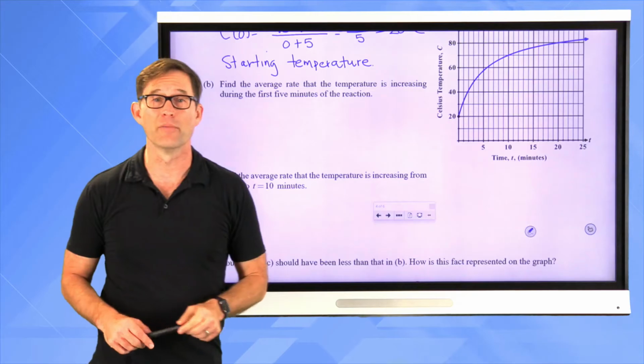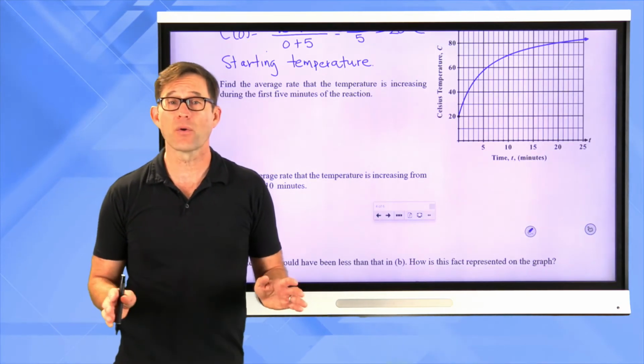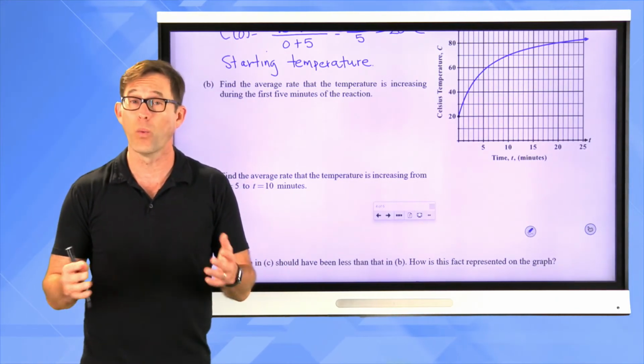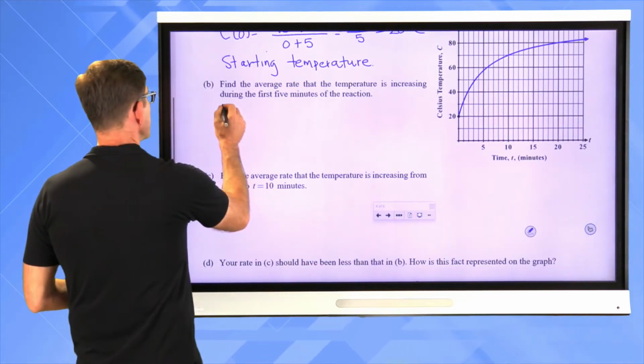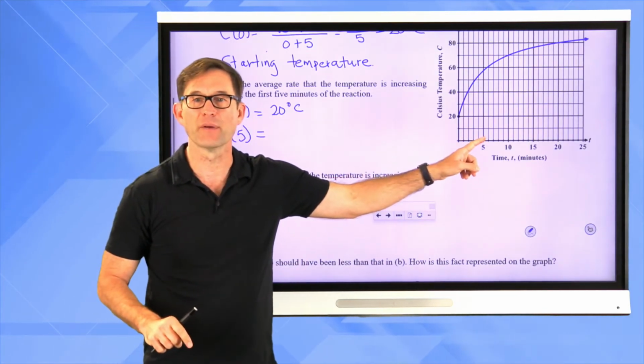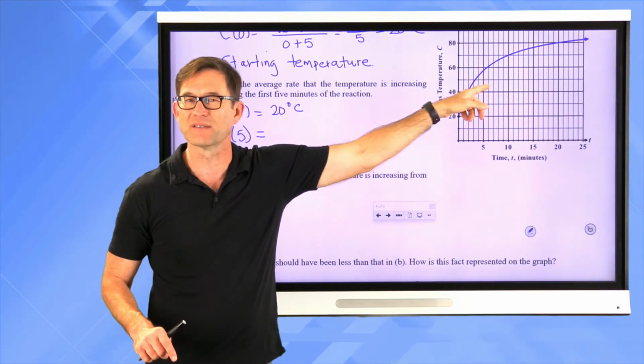All right, let's take a look at letter B. Find the average rate that the temperature is increasing during the first 5 minutes of the reaction. All right, well, great. Now, in order to figure out the rate at which the temperature is increasing for the first 5 minutes of the reaction, what we need is C of 0, which, as we saw, was 20 degrees Celsius, but we also need C of 5, okay? And that one wouldn't be so easy to see from the graph, because if I go to 5 minutes here, I could kind of estimate it, right? It's almost 60, but not quite.